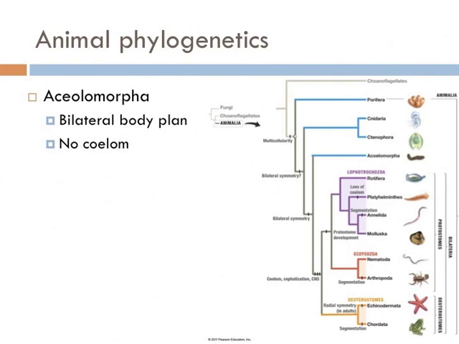Of all the bilaterally symmetrical animals, there are two main groups. They're either ones that have a coelom or ones that don't have a coelom. Most animals do have a coelom, including yourself. However, a more primitive design lacks a coelom, and the group is known as Acoelomorpha, which literally translates to a morphology without a coelom.